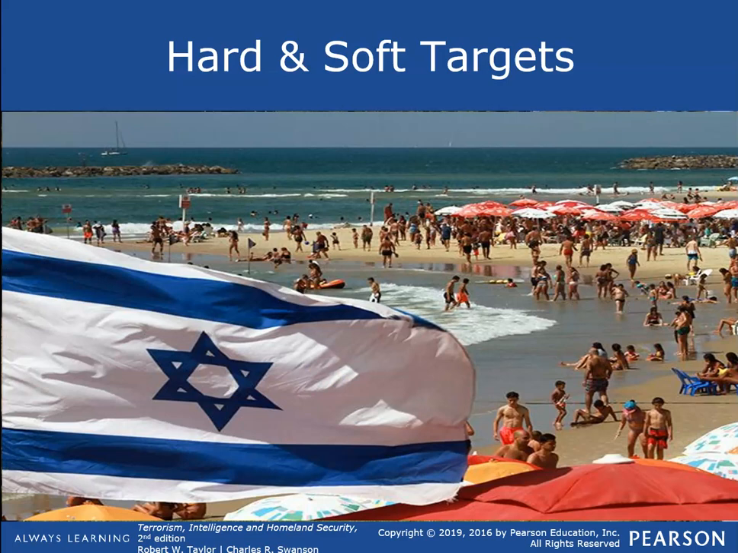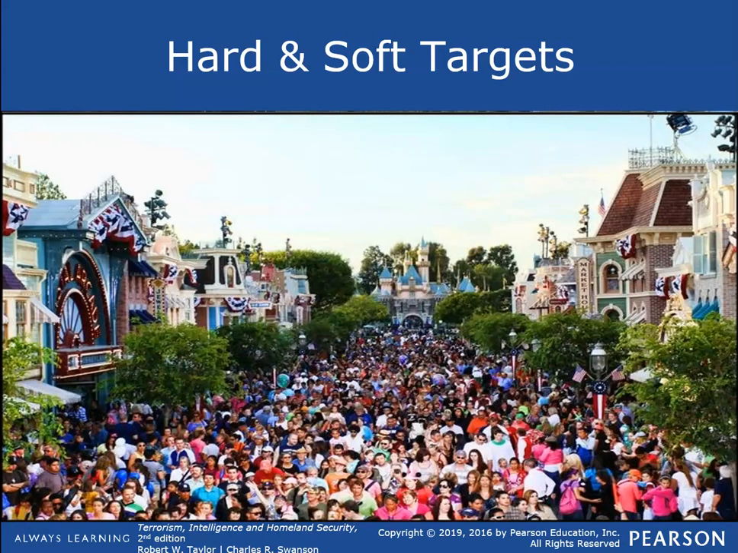Another soft target could be maybe the beach. And this is a beach in Israel. So again, the difference between hard and soft targets. Disneyland. So again, just running that through your mind, what would you consider to be a hard target and what would you consider to be a soft target?